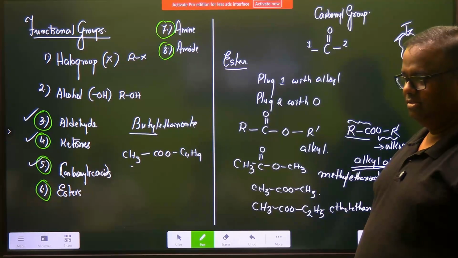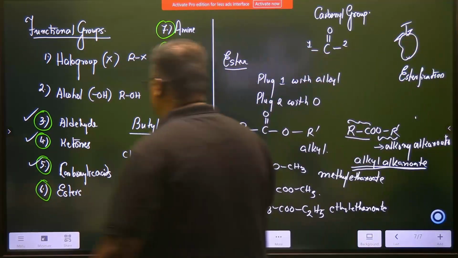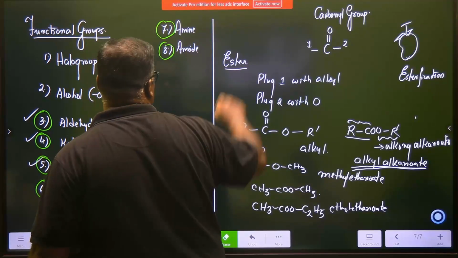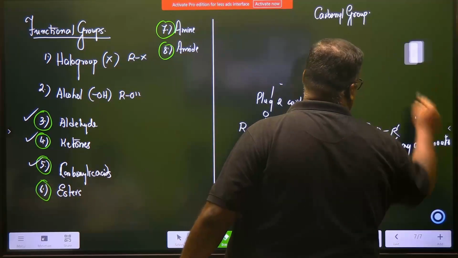This is done. Ester samajh mein aa gaya. Later on we'll see reactions. These will all come up. So ester's gone. This actually closes your CBSE. But two more compounds we will see which are also from the carbonyl group. So aao dekh lete hain.